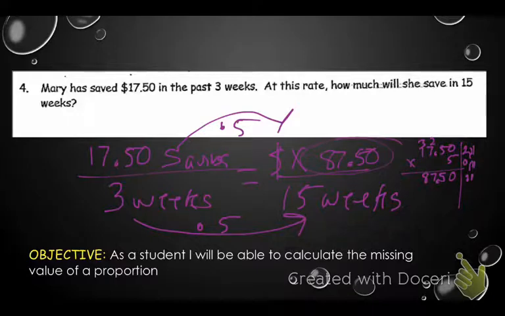Ladies and gentlemen, that's how you do these 4. They are all proportions, okay? Because they're talking about rates and ratios. And when we do that, we're going to talk about proportions. It's the easiest way to solve these problems. Super easy. Do not forget your labels. If you don't have your labels, I don't count it.